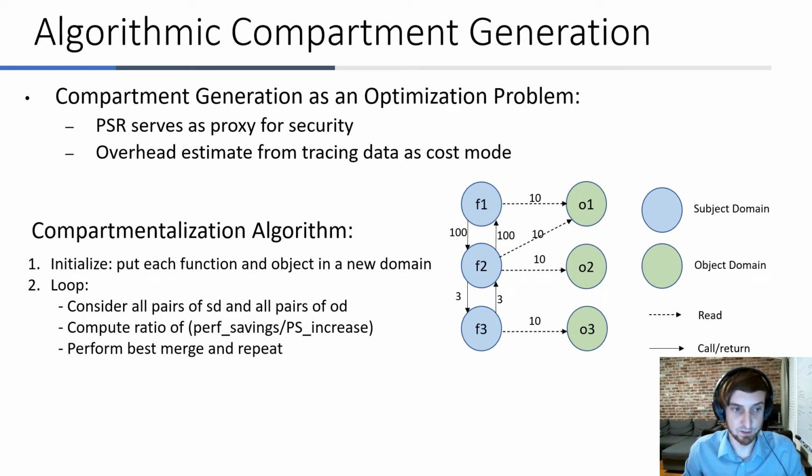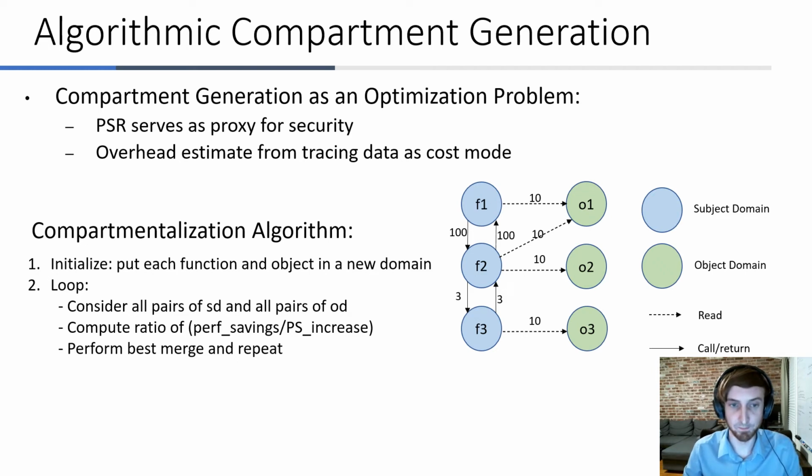To do so, we consider all possible pairs of subject domains and object domains. And for each of those pairs, we compute a sort of utility ratio, which is the performance savings that we expect to get by merging them together, divided by the increase in privilege that would occur. So we're looking at reducing the most overhead we can per increase in privilege.